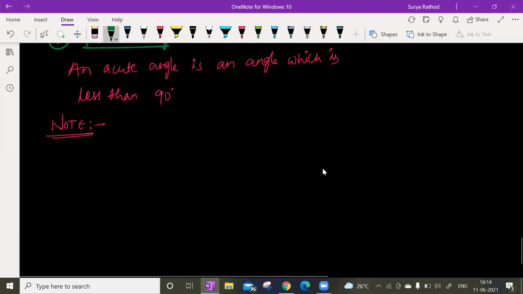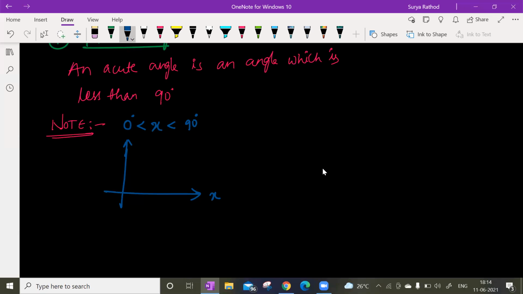So an acute angle is less than 90 degrees. Write a note here: an acute angle means an angle which is less than 90 degrees. So an acute angle x lies between 0 degrees and 90 degrees. If you draw a diagram, it is going to be like this.